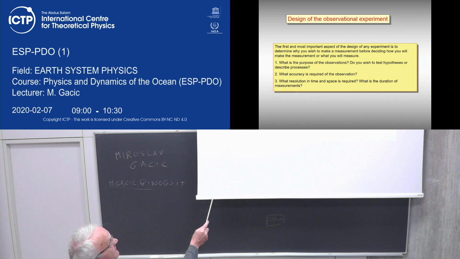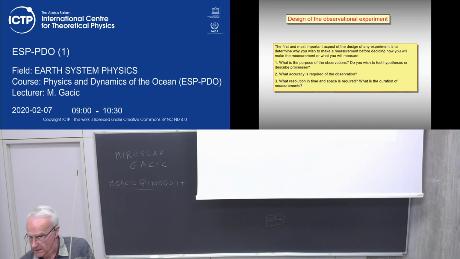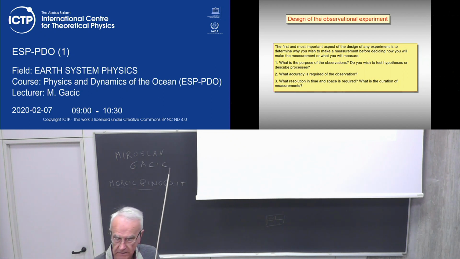So the first question is, what is the purpose of our observations? Do we want to test hypotheses or describe the process? Testing hypotheses means that, say, the most important circulation in our Gulf here, in the Gulf of Trieste, is the wind-driven circulation. So what do we have to do? We have to measure the currents, but we also have to measure the wind. Otherwise, we won't know why there is a circulation here without knowing what's going on in the wind field.